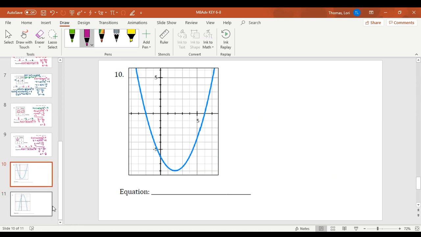Okay, our last little video is going to be 2 problems where you are given a graph, and how to write it as a quadratic equation.